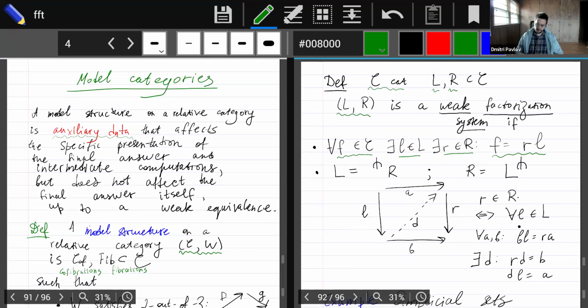It says, in its original form, if you have a commutative square, here's a commutative square, and the left morphism belongs to the left class, so L is an element of capital L, and the right morphism belongs to the right class, so R belongs to capital R. Then it is possible to find a non-unique diagonal arrow, D, that makes both triangles commute.